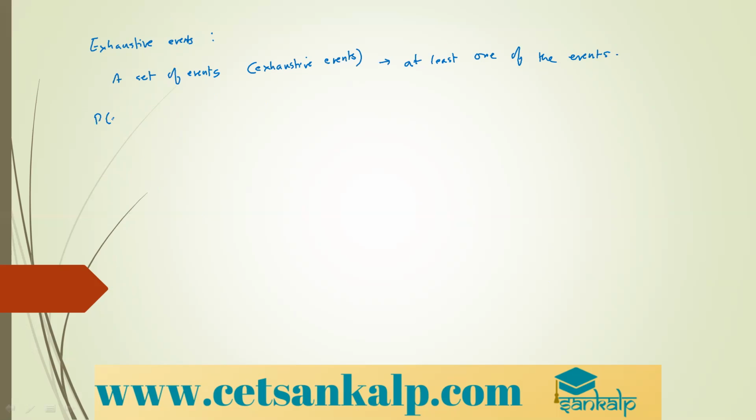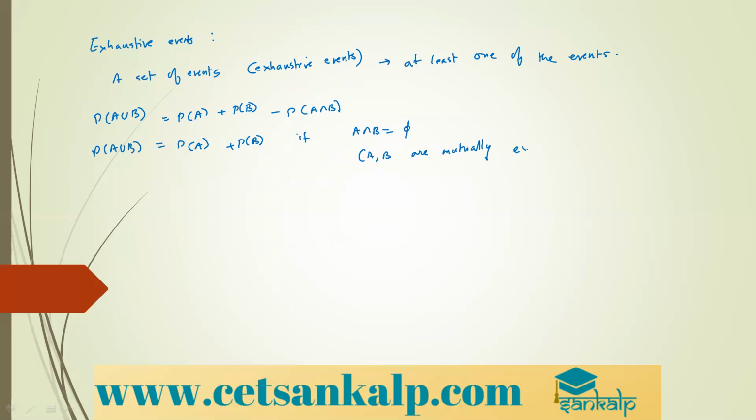Next is probability of A union B is probability of A plus probability of B minus probability of A intersection B. Probability of A union B can be just probability of A plus probability of B if A intersection B is empty set, or A and B are mutually exclusive events.